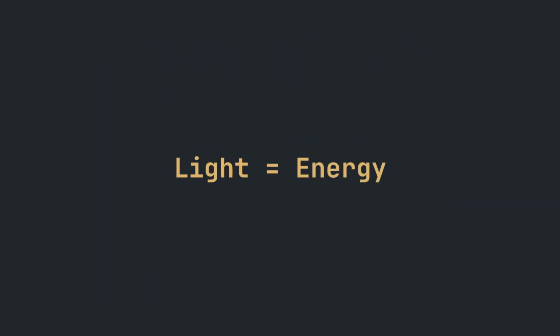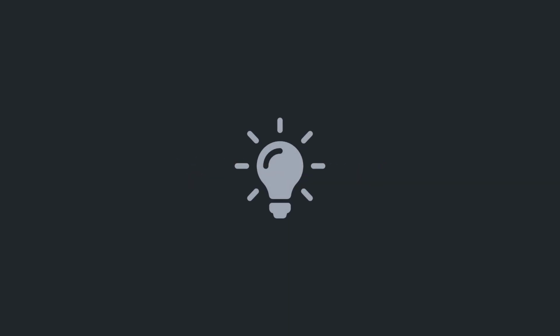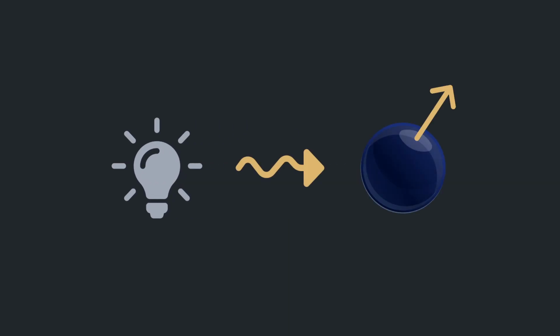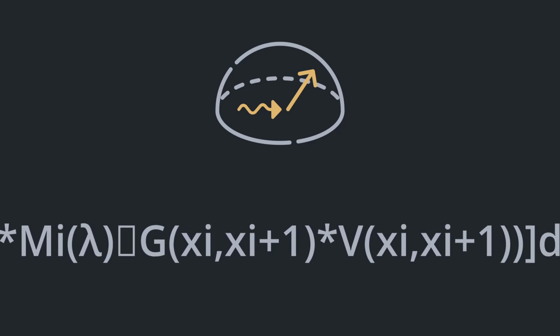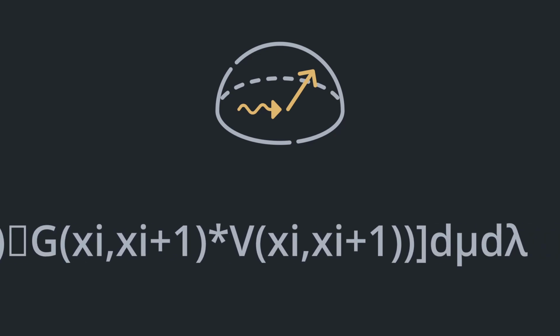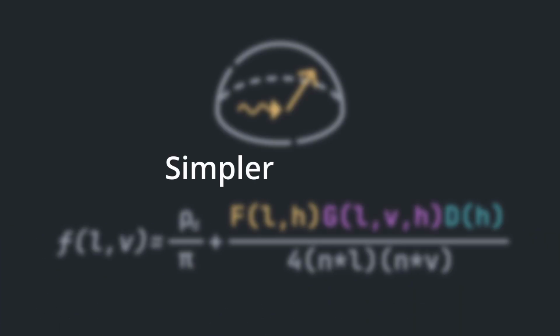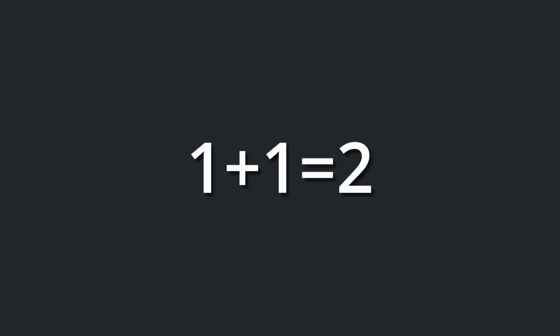So, how does light work? Well, light is energy. It travels from a source and interacts with whatever it hits. In the real world, this interaction is incredibly complex. But like with anything in computer graphics, we simplify it. Because simpler means faster. So, what is the simplest way to describe light hitting a surface?